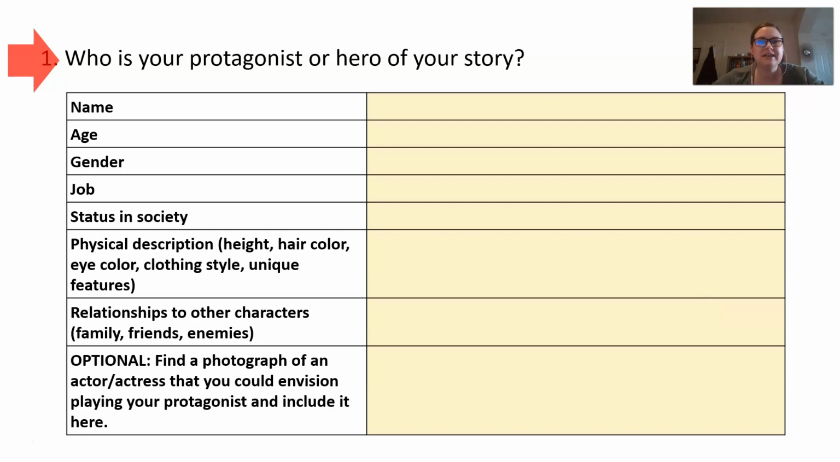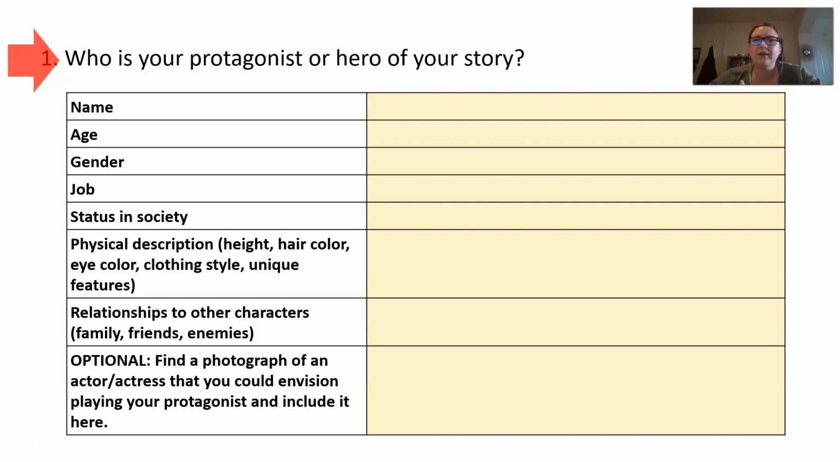So, the first question I want you to think about is who is the protagonist or hero of your story. You can fill out name, age, gender, job, or maybe if they're a kid, they don't have a job, or a student. Status in society: are they low status, lower class, poor? Are they high status, like a leader in the society because of their wealth or their government position? Physical description, and relationships to other characters can help you start brainstorming other characters in your story.